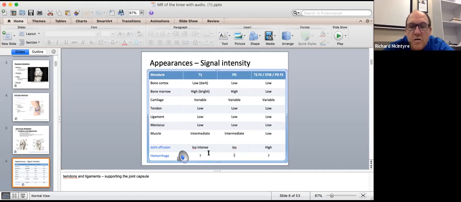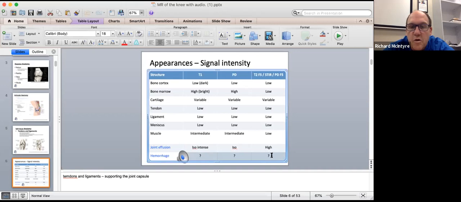Why have I got hemorrhage? I'll give you either A, I couldn't be bothered looking it up, or B, it's variable as well. I should have put variable really, shouldn't I? And the answer is B, because the intensity of hemorrhage depends on how old it is.